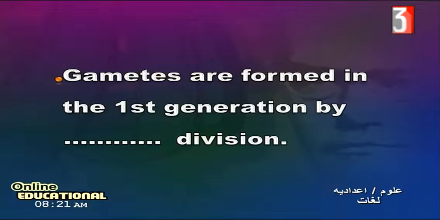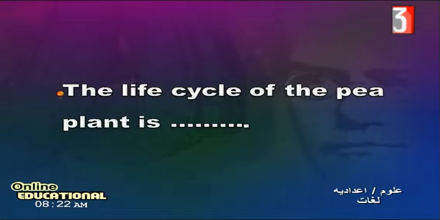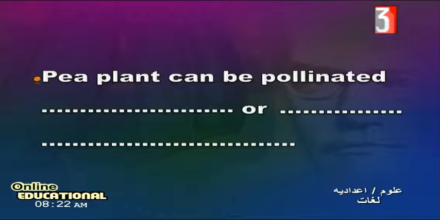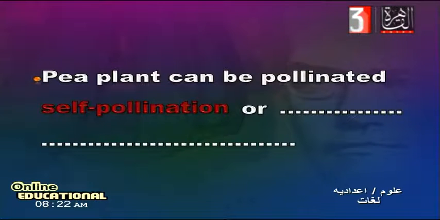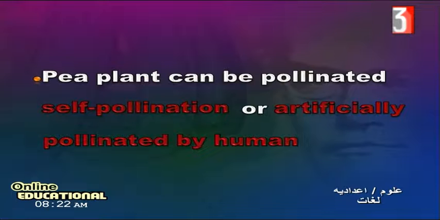Gametes are formed in the first generation by meiosis division. Mendel used the pea plant because its life cycle is short. The pea plant can be pollinated by self-pollination, or artificially pollinated by humans.